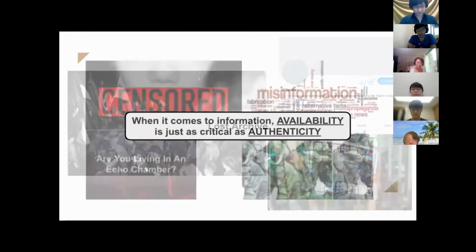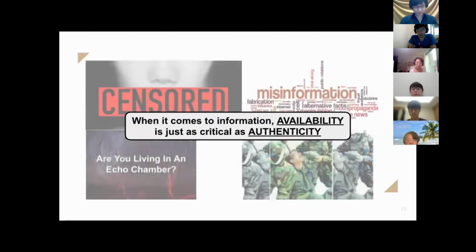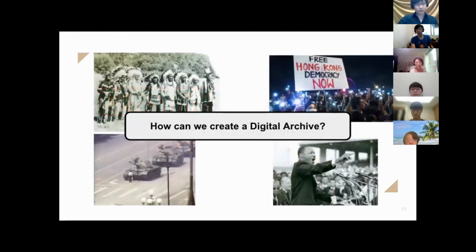Nowadays, we hear about authenticity of information. What isn't discussed because we take it for granted is information availability. When it comes to information, availability is just as important as authenticity. So how can we create an accessible digital archive?